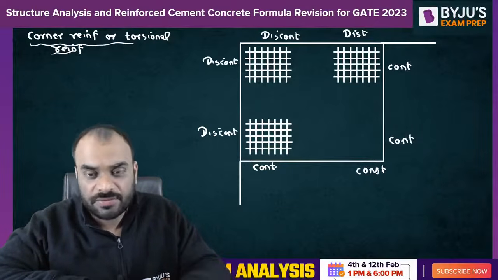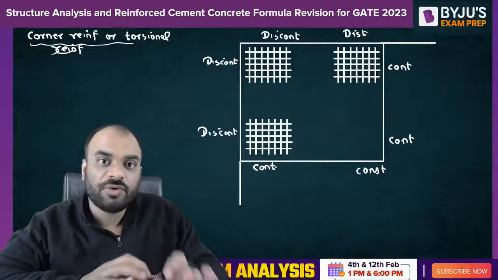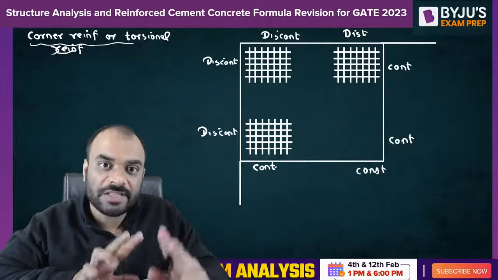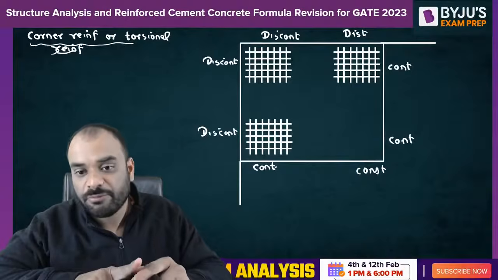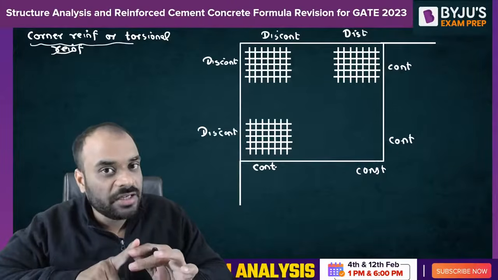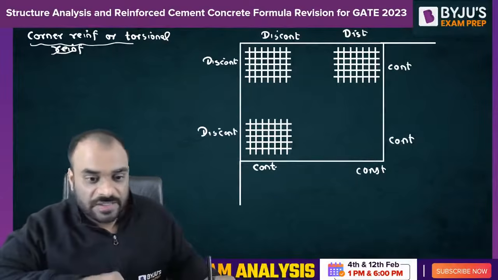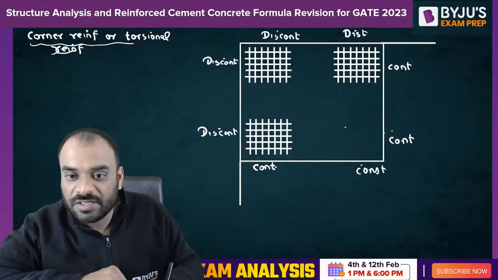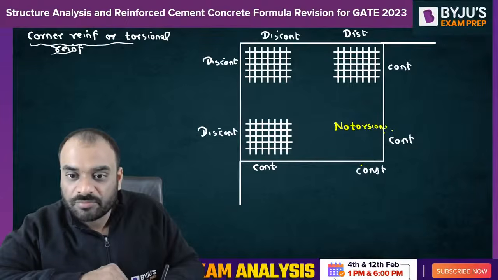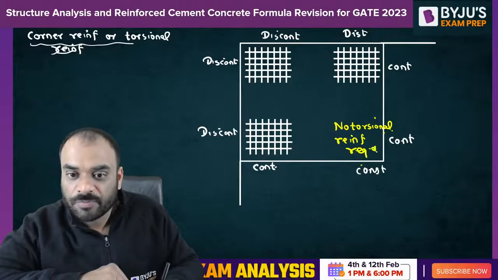edge should be discontinuous. Or you can say that guys, torsional reinforcement or the corner reinforcement is provided when we have two edges discontinuous or one edge discontinuous, other is continuous. But if both edges are continuous, then no need to provide any kind of torsion reinforcement. So when the corner of the slab will have two edges continuous, no torsional reinforcement required. Getting a point?